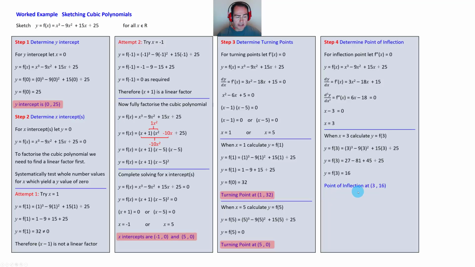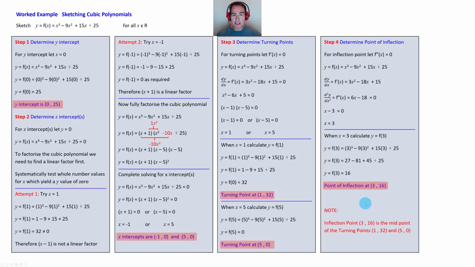So highlighting this information for graphing. And as I mentioned, note that the point of inflection 3, 16 is the midpoint of the two turning points. Halfway between 1 and 5 is 3, halfway between 32 and 0 is 16. This is always true for cubic expressions.